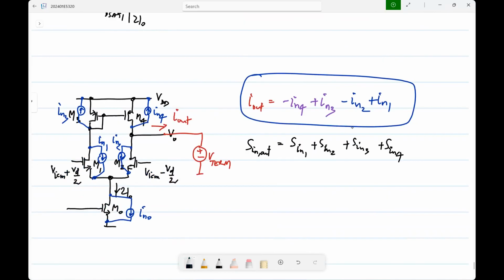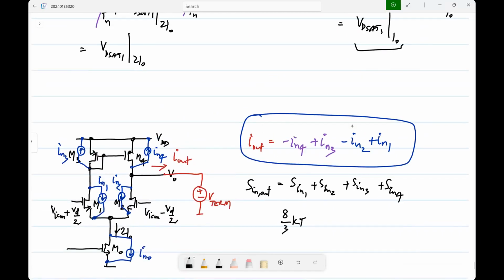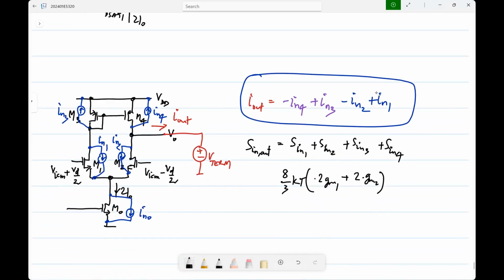Okay. And how much is SIN1? It's 8/3 kT GM1, that's all. So it's 8/3 kT times 2 GM1, because IN1 and IN2 have identical spectral densities, plus 2 times GM3. This is the thermal noise contribution. So basically this will be 16/3 kT times GM1 plus GM3. This is the output noise spectral density due to the thermal noise alone.